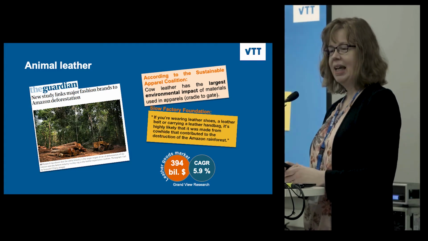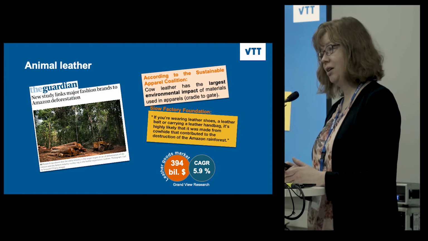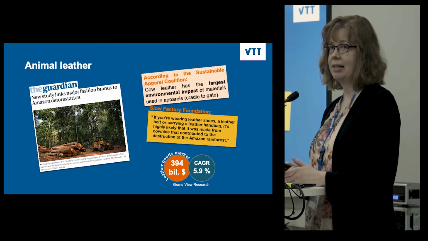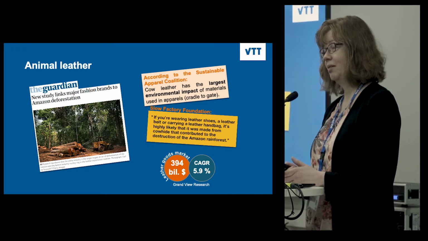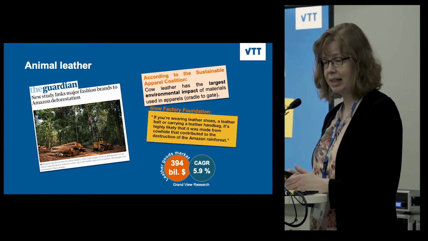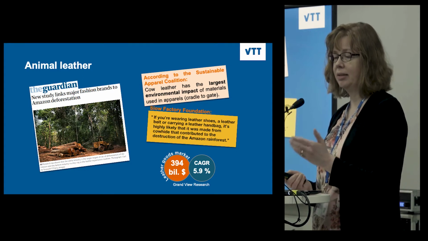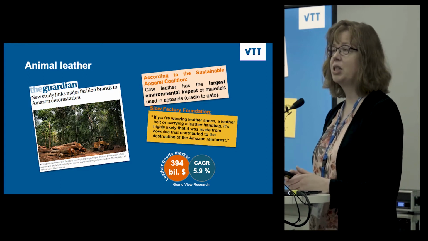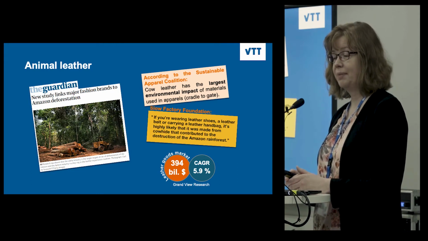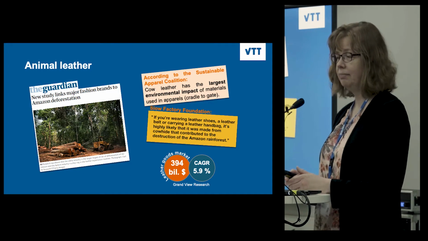Animal leather is a really good material, but production of it has some drawbacks and negative environmental impact. During this production process there are issues like deforestation, eutrophication, and they use some harsh chemicals during the production.